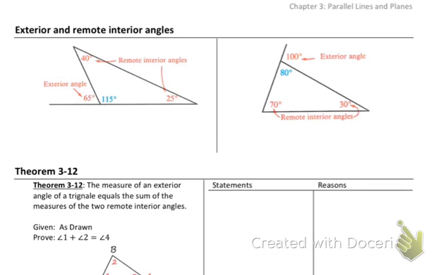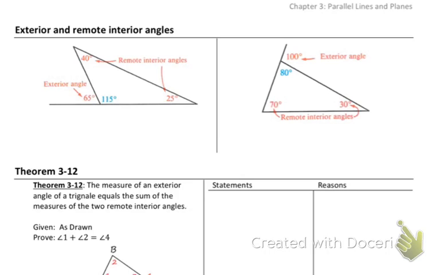Remote interior. What a remote interior and an exterior angle are. Exterior angle is any angle that we draw. So you can draw an exterior angle. And an exterior angle is going to equal 180 when you add it to the angle across from it. So once you draw an exterior angle, the two angles not involved in the exterior angle are going to be our remote interior angles. All right, the ones opposite the exterior angles are going to be your remote interior angles.